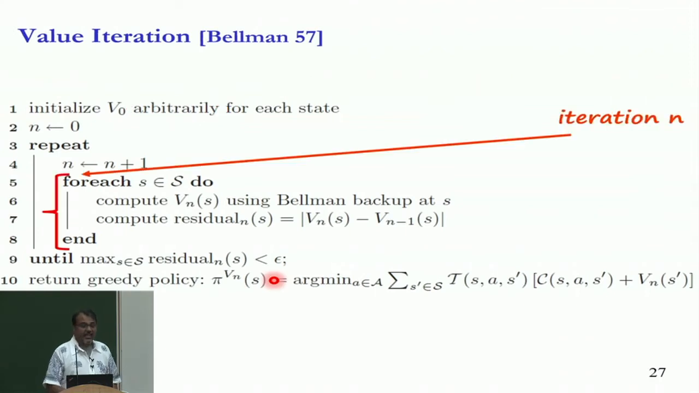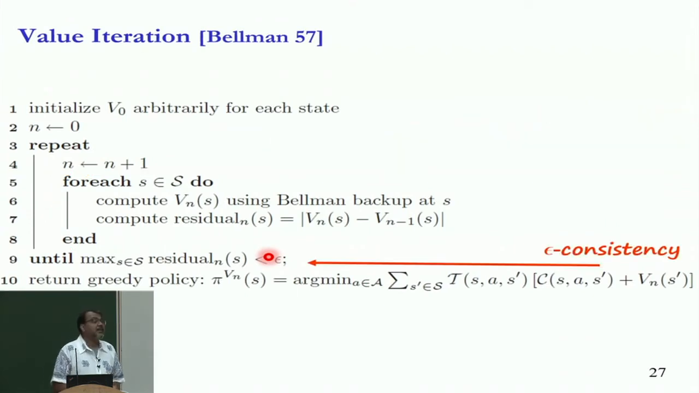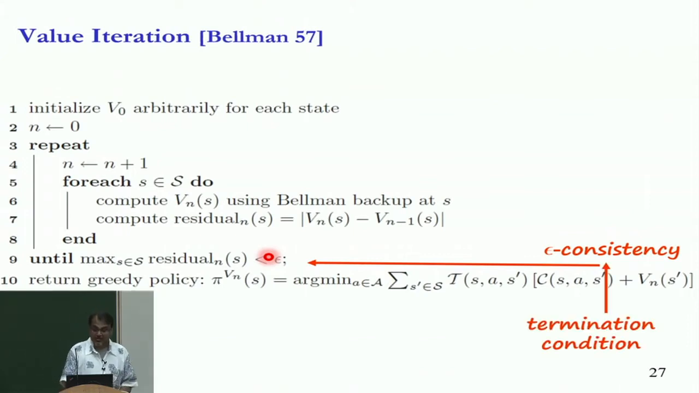And then we will have the nth iteration, and in the nth iteration again we will go over each state, and in each state we will compute the new approximation Vn using the Vn minus 1 function and the Bellman backup equation. And again the residual will tell me how much the value of this state changed, and I will stop when my max residual is less than epsilon. It is the epsilon consistent value function that this algorithm computes, and that is its termination condition.